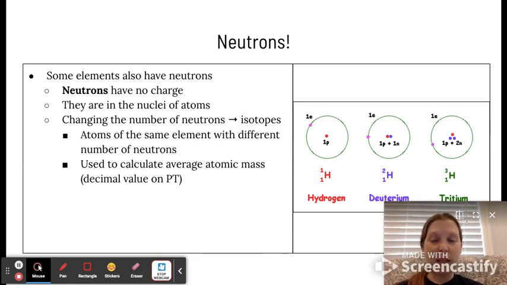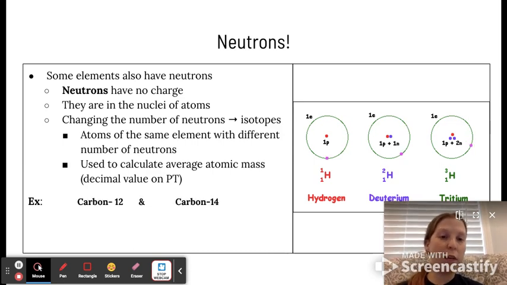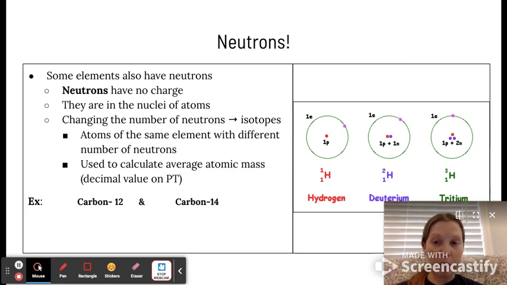And you can use these to calculate what's called the average atomic mass. And this value is the decimal value on your periodic table. So like for hydrogen, it's 1.008. An example here is carbon. So carbon actually has 3 different isotopes, but we're going to just talk about 2 here.